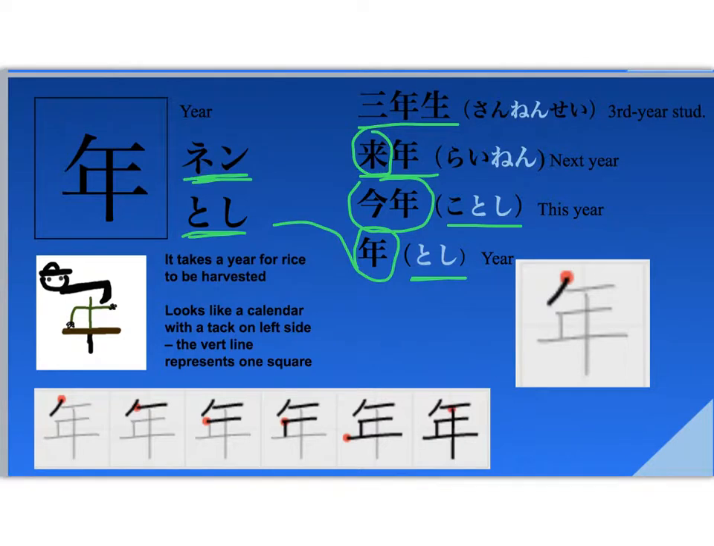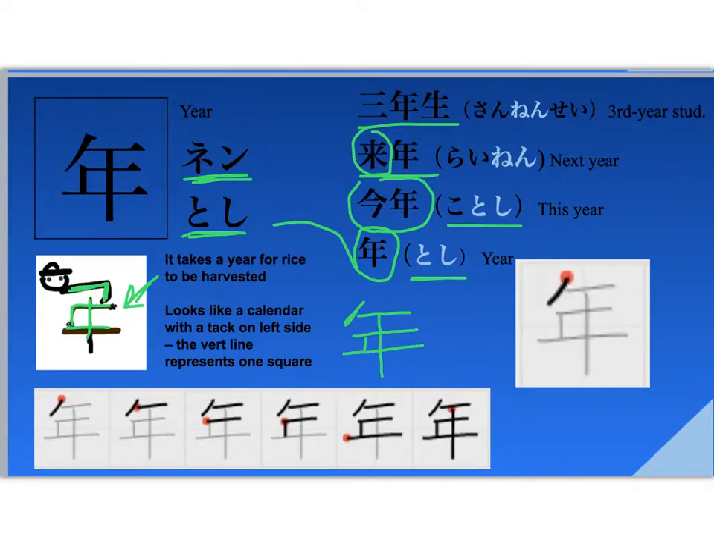This one, I think, looks like a calendar. My student assistant who did this said it takes a year for the rice to be harvested, so you have kind of somebody with a scythe, and then you have maybe rice plants sort of represented here. I think it looks like a calendar with a tack on the left side, and then you have these lines basically that represent the different weeks.